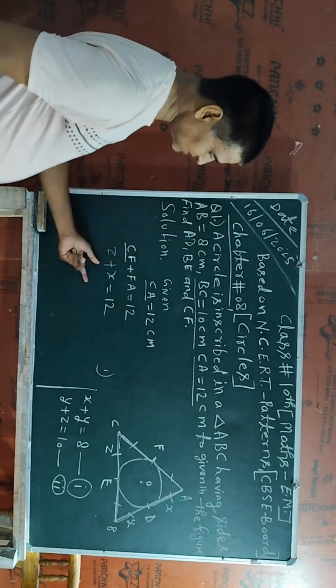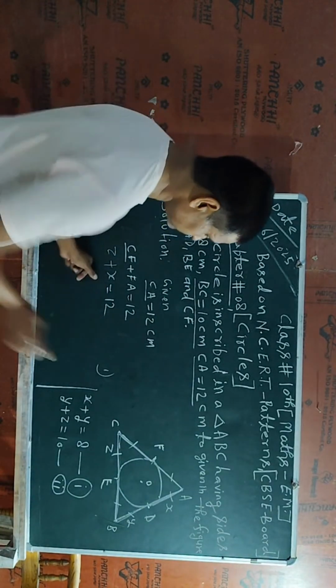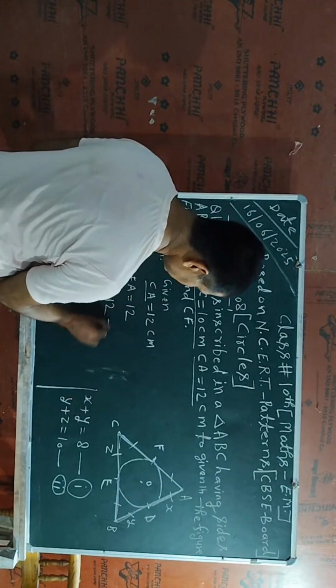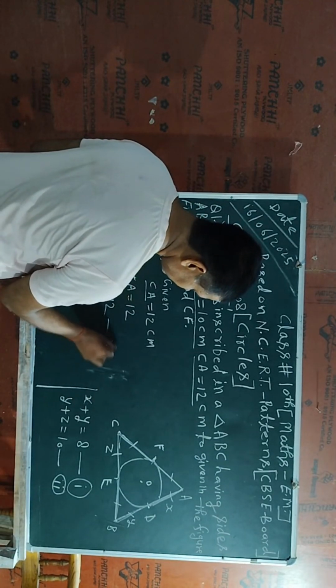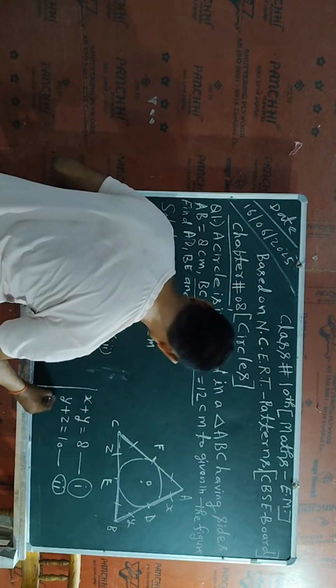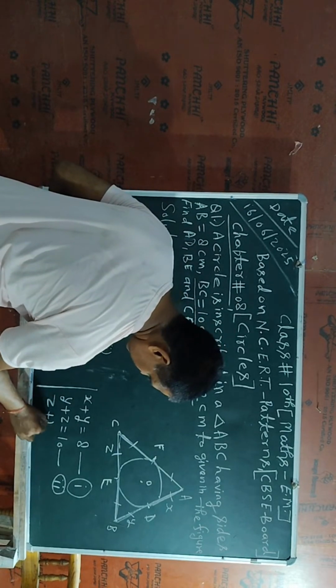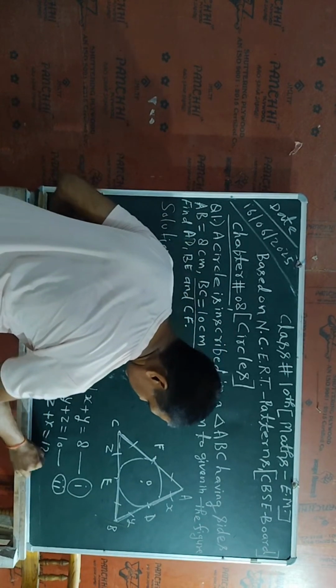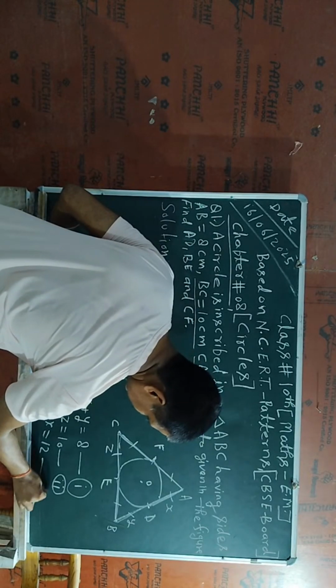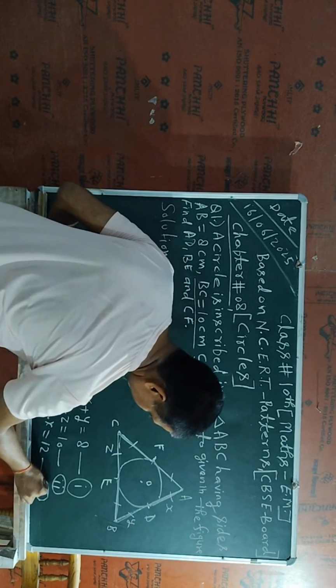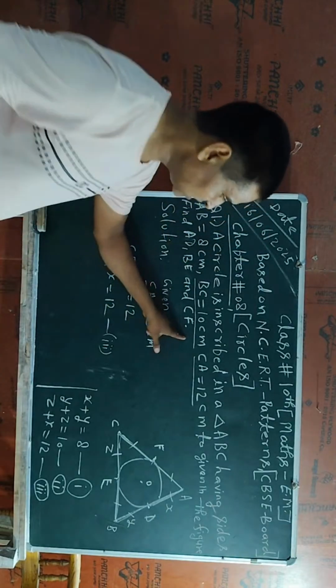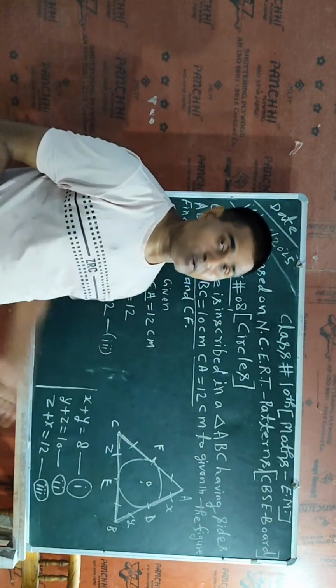So I will say this is equation number 3, and this equation I will say Z plus X, which is equal to 12. So these 3 equations I have obtained with the help of the question and also with the help of the figure. Okay, student.